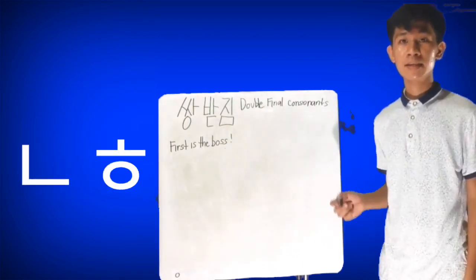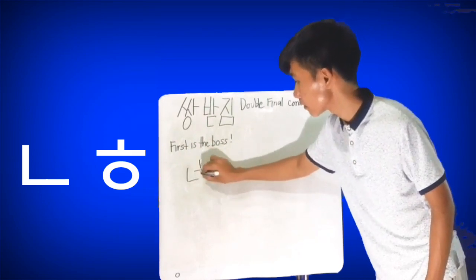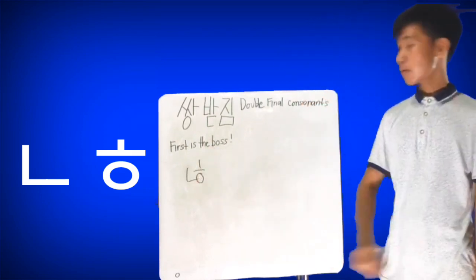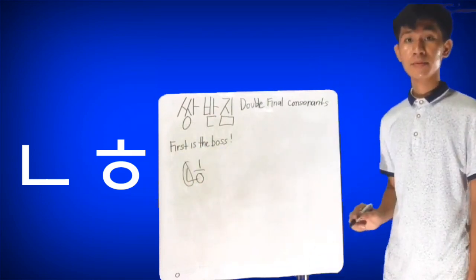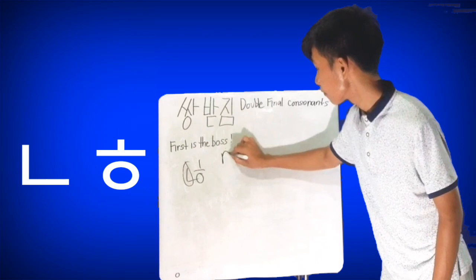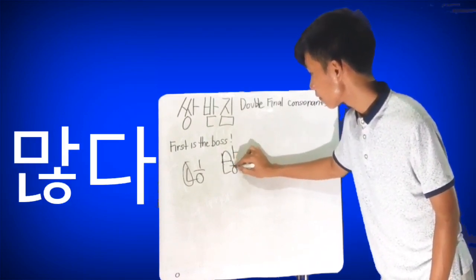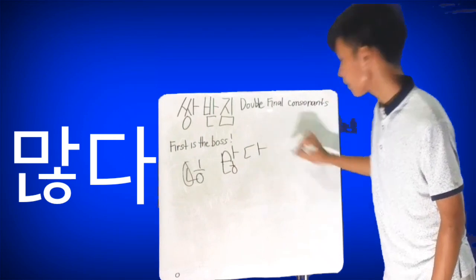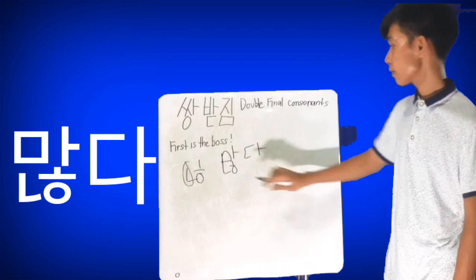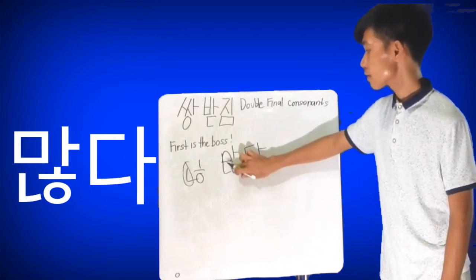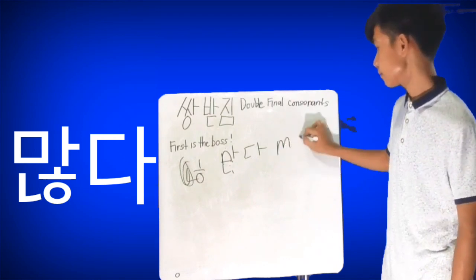Next, nien hit. So the first is the dominant. Let's have an example. Manta. Manta. So we'll remove this one. Since the first is dominant, it is pronounced as manta.